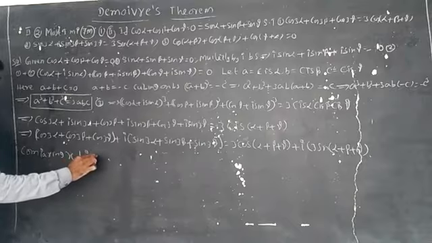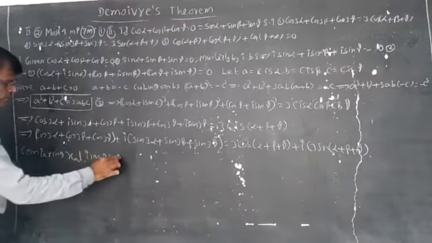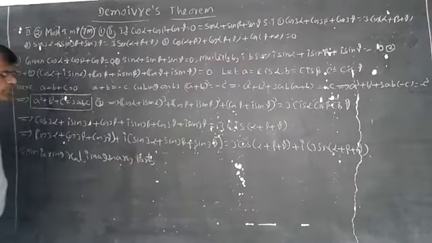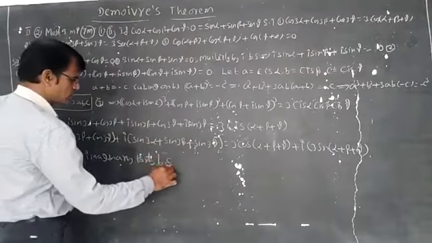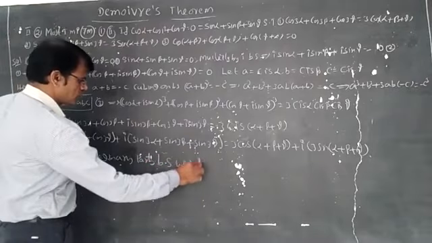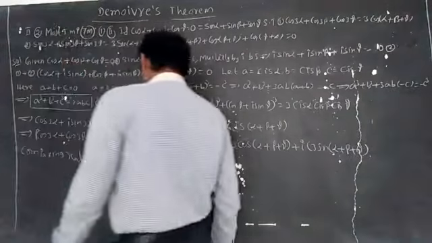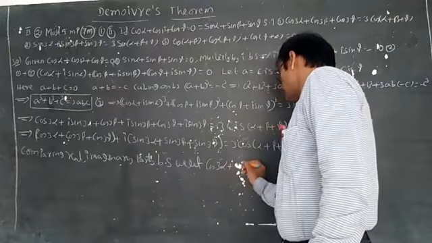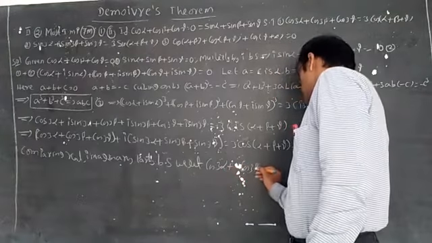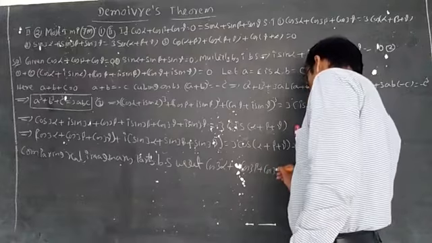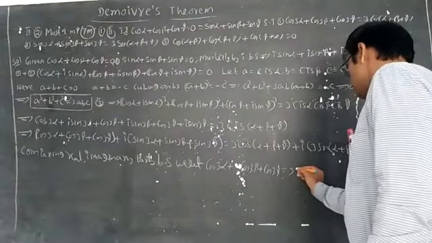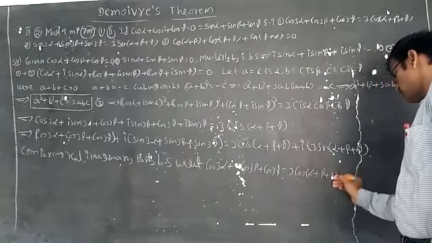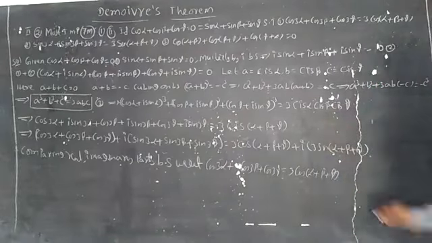Comparing real and imaginary parts on both sides, we get cos 3 alpha plus cos 3 beta plus cos 3 gamma is equal to 3 cos of alpha plus beta plus gamma, because it is the real part.